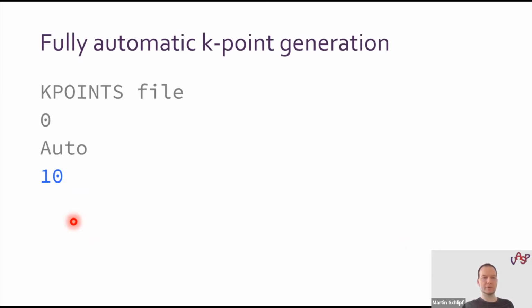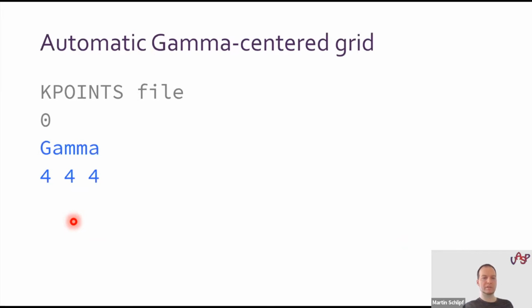So if you want to have a bit more control, you can choose your grid dimensions yourself, and you can do this by replacing Auto with Gamma. Gamma means that your k-point mesh is now centered at the gamma point, that's the origin of the reciprocal unit cell, and then you specify the grid dimension. So this is essentially these three factors, which I mentioned earlier. It's a grid dimension along the first reciprocal lattice vector, second reciprocal lattice vector, and third reciprocal lattice vector.